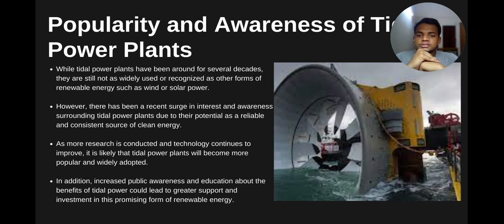And as more research is conducted and technology continues to improve, the efficiency and the maximum output of this particular category of power plant, that is tidal power plant, is going to exponentially increase, and that itself shows the heavy underlying potential it has. In addition, increased public awareness and education about the benefits of tidal power plants could lead to greater support and investment in this promising form of renewable energy. More investments, more construction, more research, thus a great potential that can be discovered in this field, that is tidal power plants.